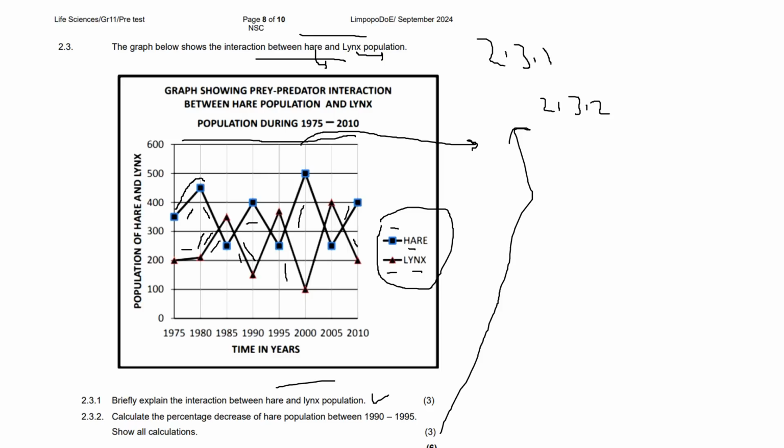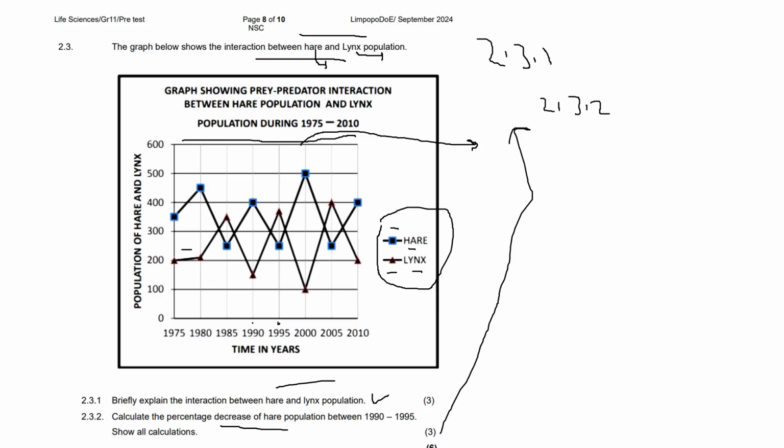They want us to find the percentage decrease of the hare population between 1990 and 1995. So we're going from 1990, which is this point, to 1995, that's that point. Let me erase what I was writing from the previous question. I want to see if I can interpret everything here. So they want us to go from 1990 to 1995 on the hare, the blue ones. We're going to focus on the blue ones.